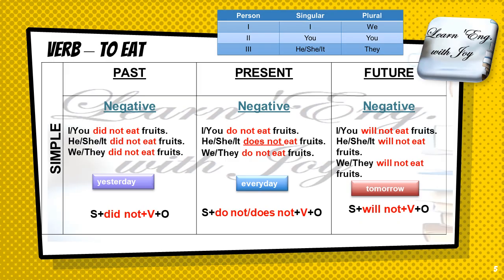Let's look at the past tense and the timestamp yesterday. I did not eat fruits yesterday. He did not eat fruits yesterday. She did not eat fruits yesterday. It doesn't change for any. So the syntax is subject plus did not plus verb plus object.